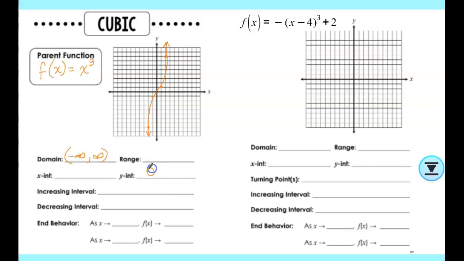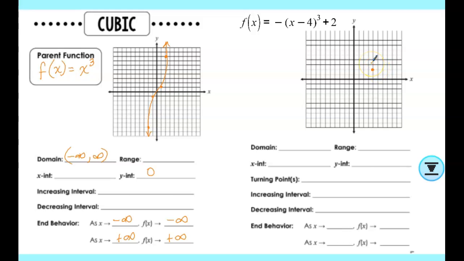The y-intercept is 0. The end behavior is, as x is approaching negative infinity, as we go in this direction, y is also going in this direction, so it's also approaching negative infinity. And as x goes this way, to positive infinity, y is also going to positive infinity. For this function here, we have a translation of negative 4, positive 2. So this negative 4 is going to shift us 4 to the right and up 2.